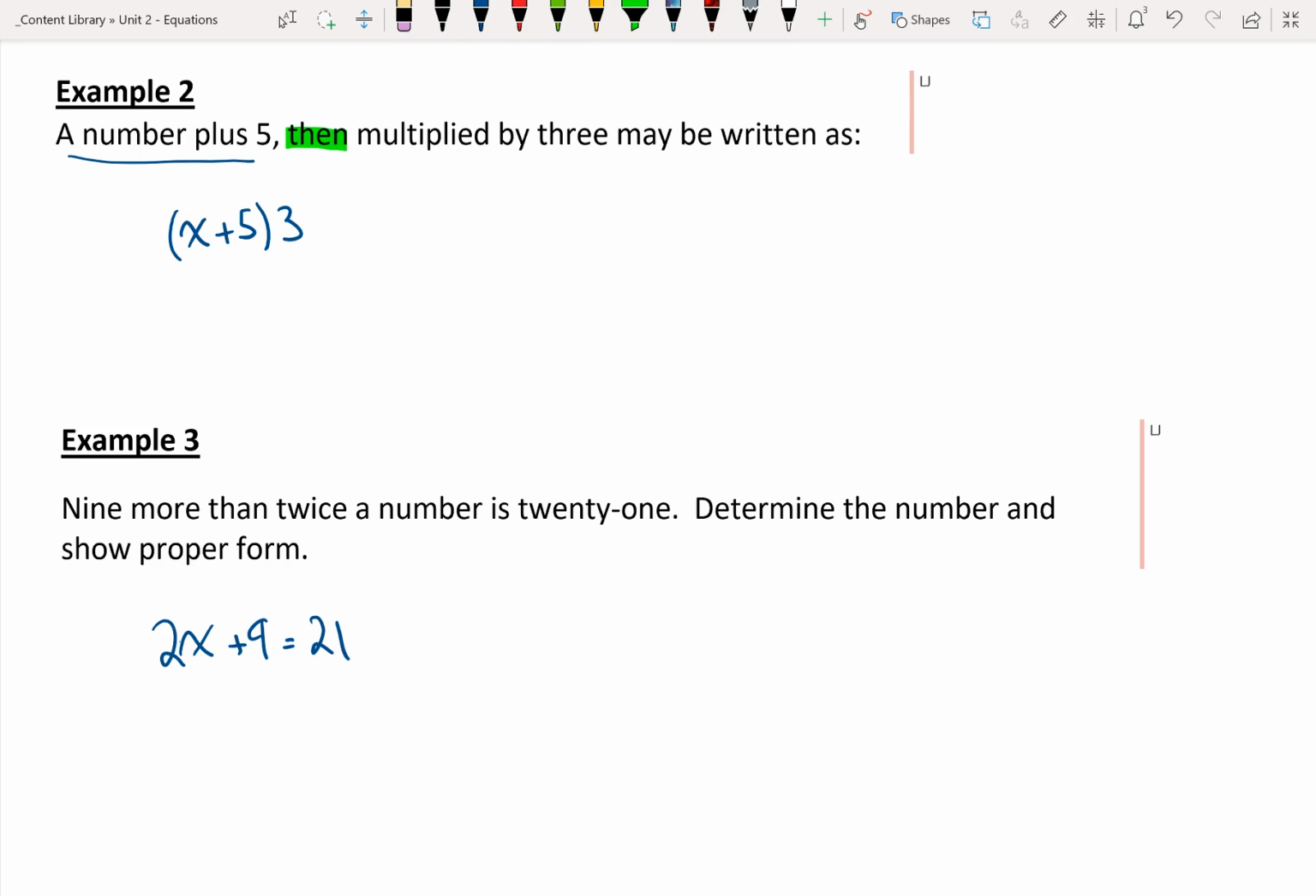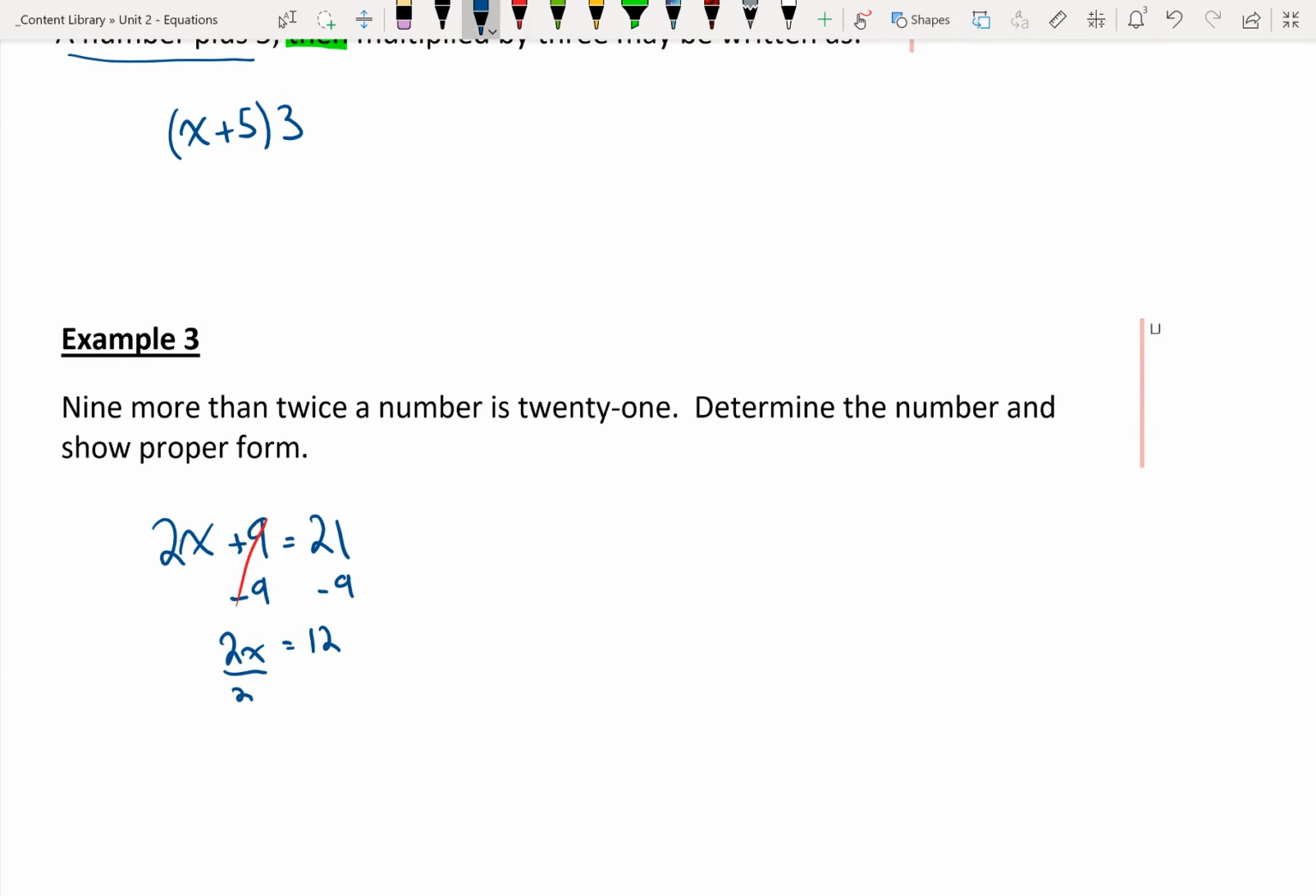So now this is a two-step equation, so I can solve it by getting rid of this term first. I'm going to subtract 9 from both sides to balance it out. Remember, the reason we're taking away the 9 first is because of opposite operations and the reverse BEDMAS. So I'm left with 2x equals 12. Now to get rid of the 2, I'm going to divide by 2 on both sides. So I get x equals 6. And that is my final answer.